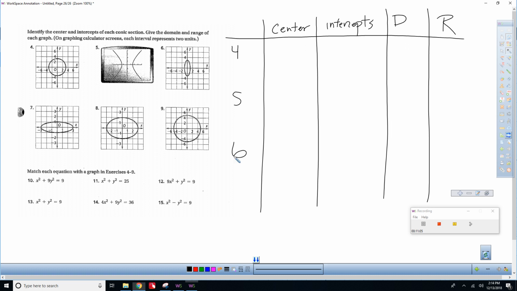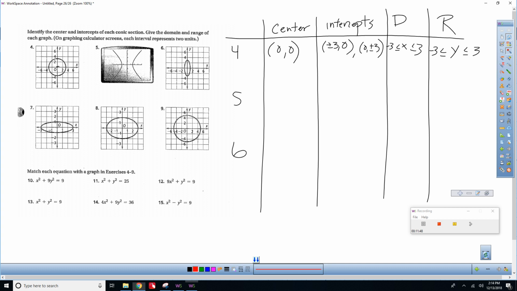So the center of 4 is 0, 0. That's the dead center of the conic. It looks like the intercepts are plus or minus 3, 0, and 0 plus or minus 3. Okay, you can write out four different points if you wanted. I'm just saving time. The domain, well, x looks like it goes from -3 to +3, and the range, put it in the range column. The range looks like it goes from -3 to +3. So hopefully you understand what you're doing now.